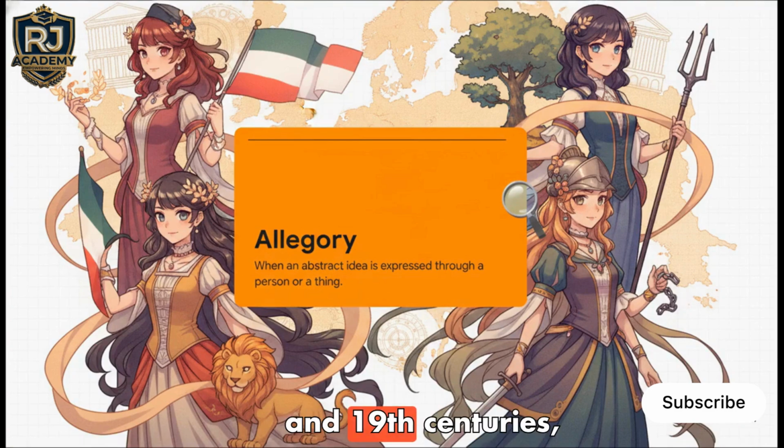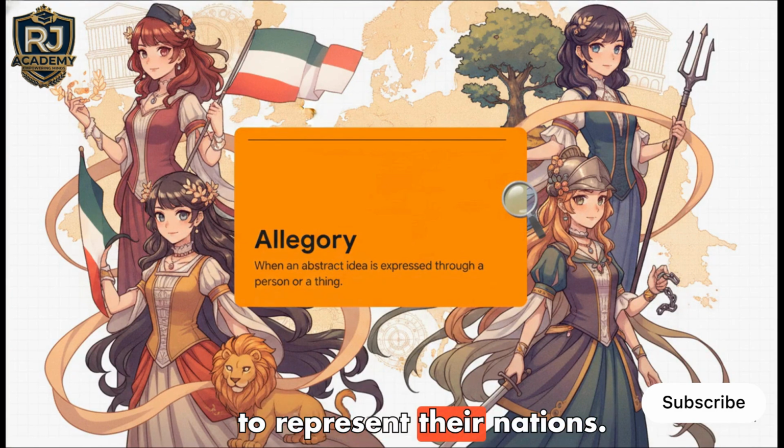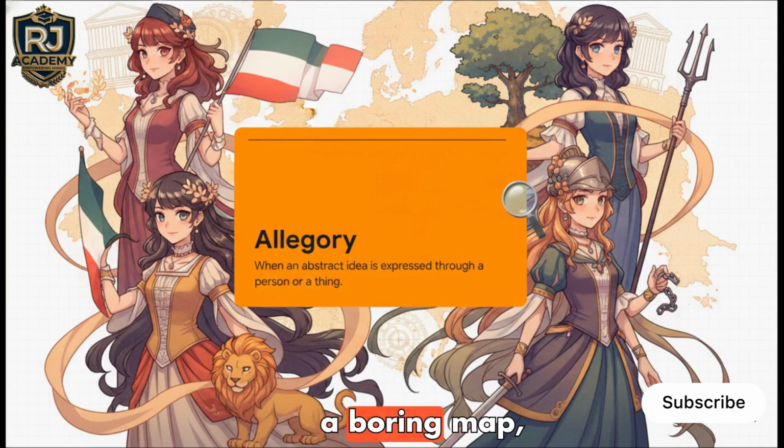Back in the 18th and 19th centuries, artists started using female figures as allegories to represent their nations. So instead of just painting a boring map, they painted a person. This gave the abstract idea of a nation a concrete, relatable human face. It was a brilliant way to unify the public through shared visual symbols.